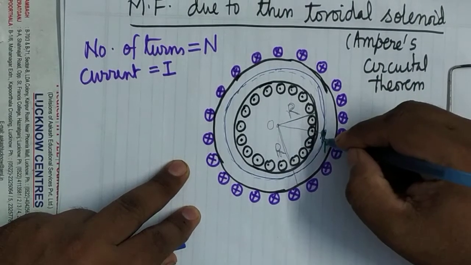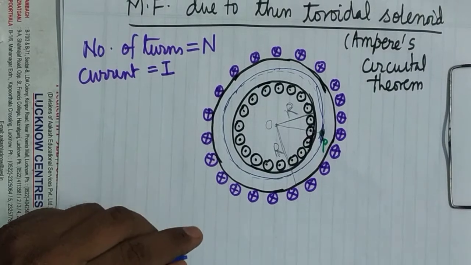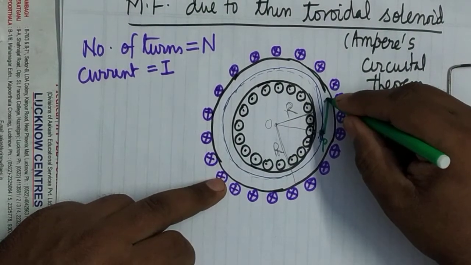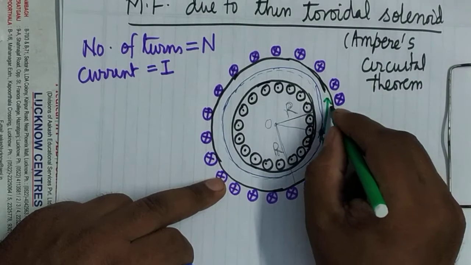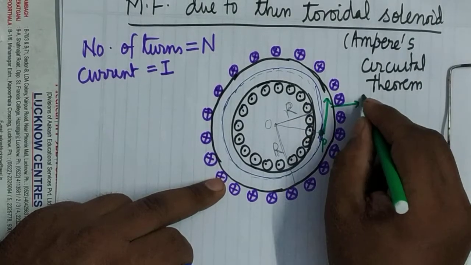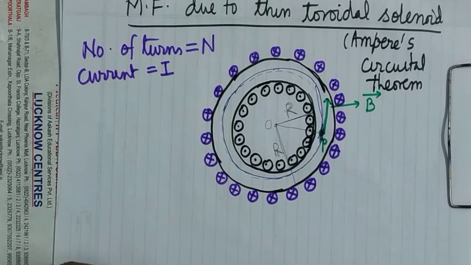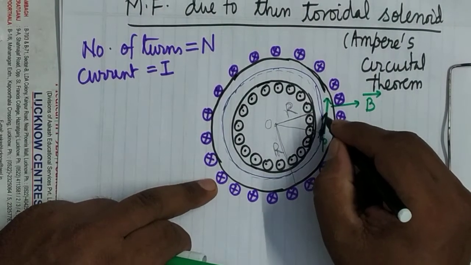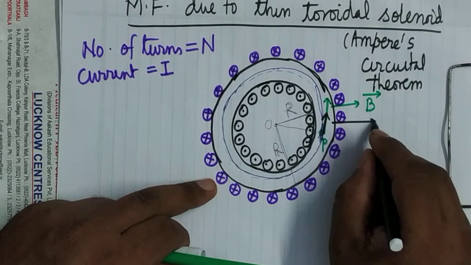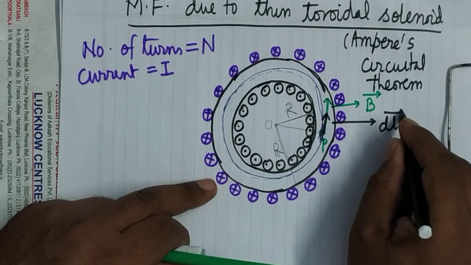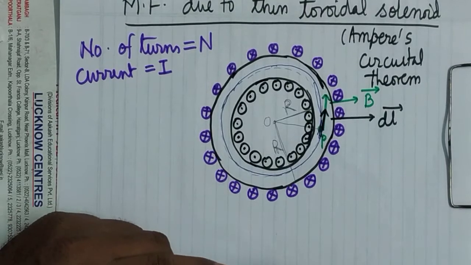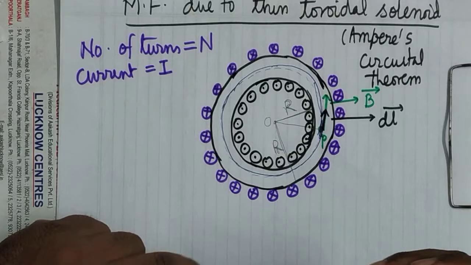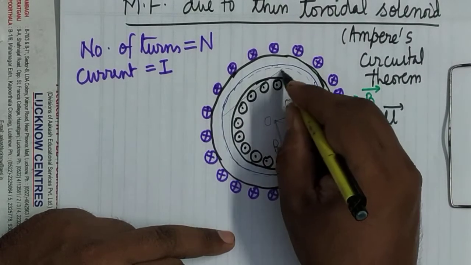What will be the magnetic field here? The magnetic field direction will be this. What will be the vector dl? Vector dl will also be in the same direction. Here this is the vector dl, which will also be in the same direction. What is the space enclosed by the toroidal solenoid? You can see here how much space is enclosed by the toroidal solenoid.